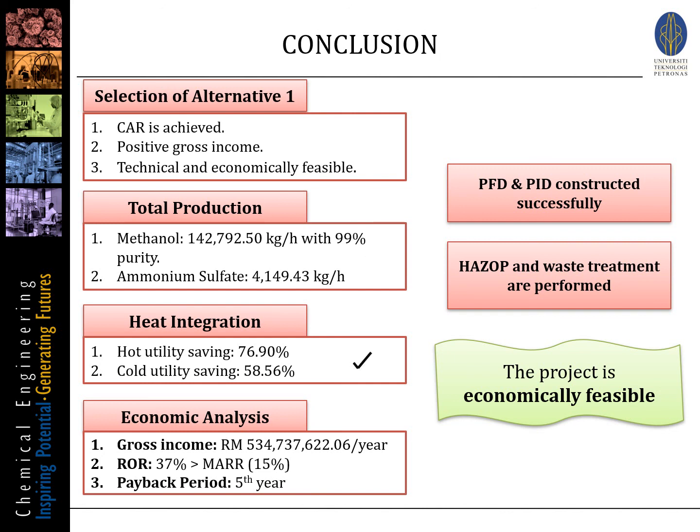Through optimization of heat integration, we are able to save 76.9% of hot utility and 58.56% for cold utility. Based on the economic analysis, the gross income is calculated to be 534,737,622 ringgit 6 cents per year, with a rate of return of 37% and a payback period of 5 years. The ROR is higher than the minimum attractive rate of return, which makes this project worth doing.